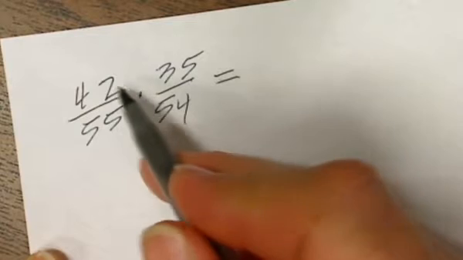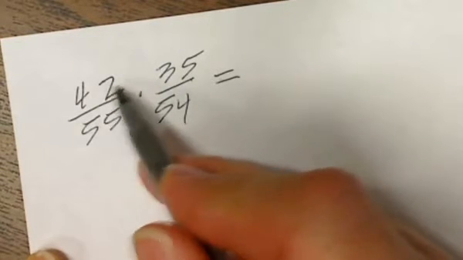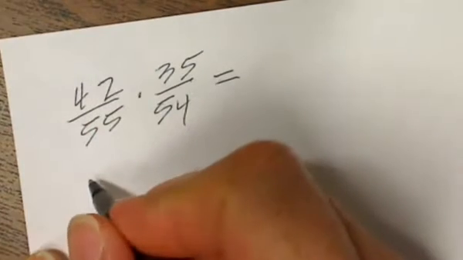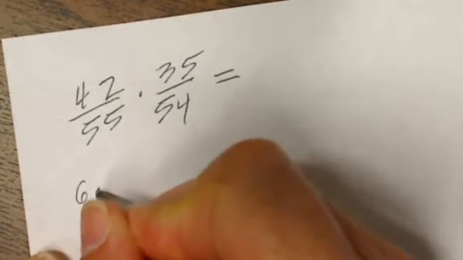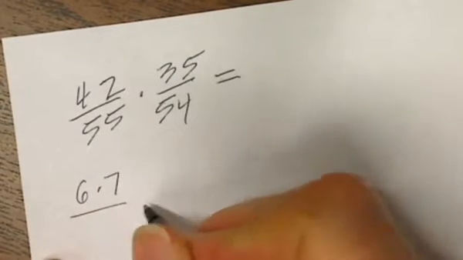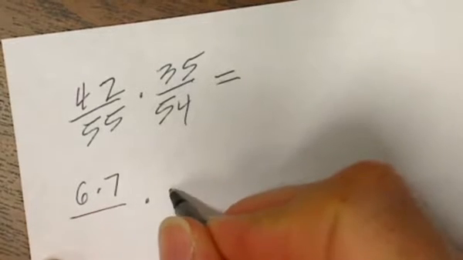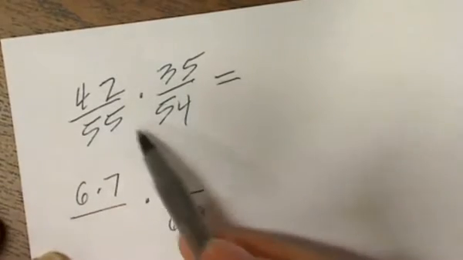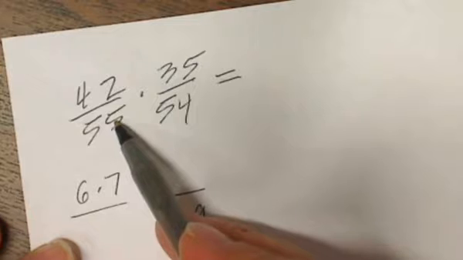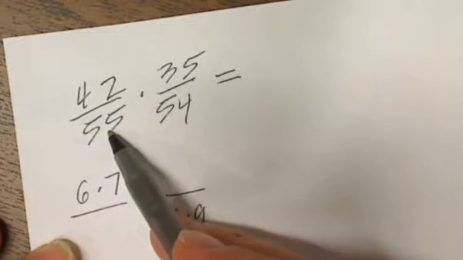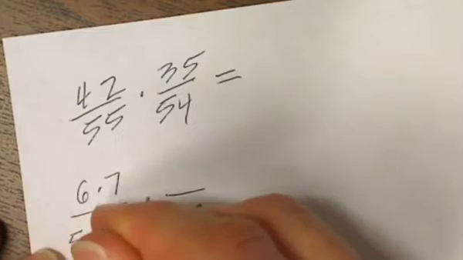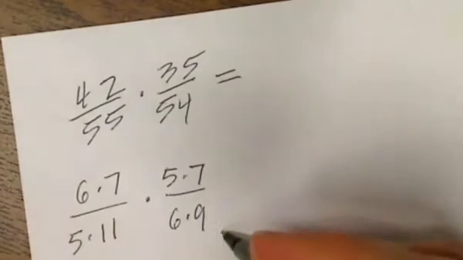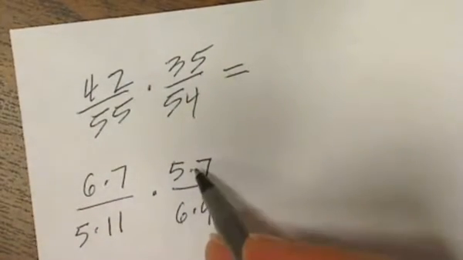And if you know your multiplication tables well, then you know that 6 times 7 is 42, and 6 times 9 is 54. So when we cancel, we are thinking about 42 as being 6 times 7, even though we don't always write it that way. And we are thinking about 54 as being 6 times 9. The other direction is a little easier. 55 is 5 times 11. And 35 is 5 times 7. If you know your multiplication tables well, you have that.